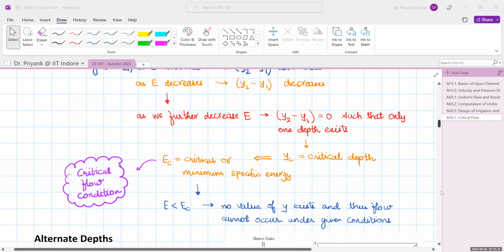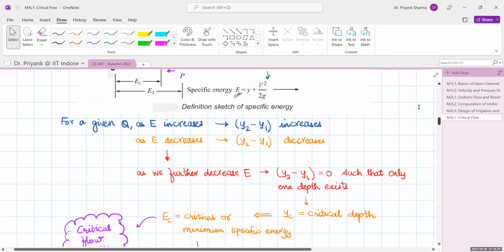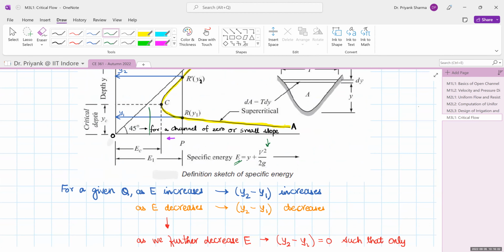For the critical depth, you have the minimum specific energy. Now, understand a specific energy which is less than that at the critical depth. For this, there is no value of y that is possible, and flow cannot occur under such conditions. If you look at the curve as well, if I take any value of specific energy which is lower than this, there is no value of depth which is possible because your curve doesn't go to that point.